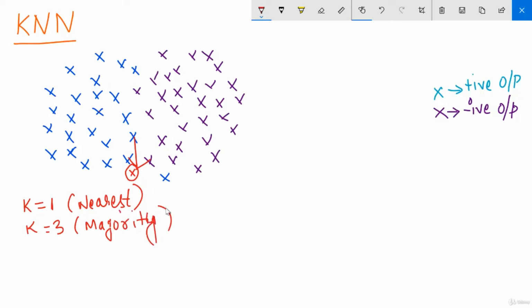It will take the majority now. Like majority is blue here, okay, blue, blue, and purple. So this will be your case. If k is 3, the majority is blue. Now let's say k equals 5, so 1, 2, 3, 4, 5. Again there are 2 purples and 3 blues. Again the majority wins, and your machine will say it comes to your blue data set.